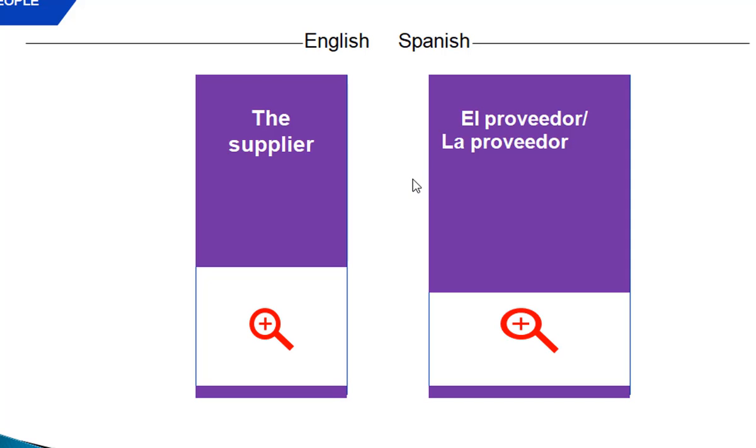Yes, there are buyers, and there are suppliers at the workplace. So supplier is el proveedor or la proveedora. The terminology over here is the same, proveedor, but depending on the gender of the person the form will vary. El proveedor, la proveedora. And if we are talking about multiple suppliers, we'll use the los or las form: los proveedores, las proveedoras.